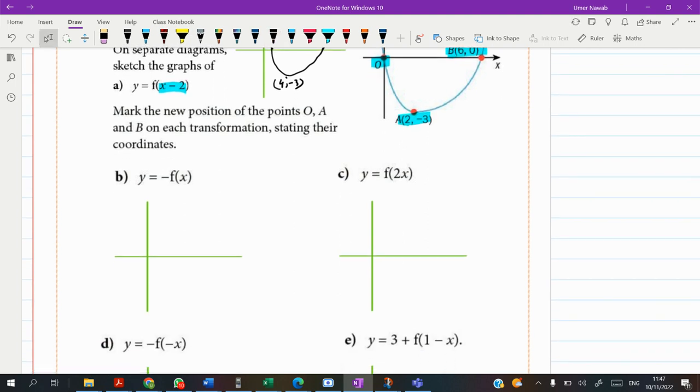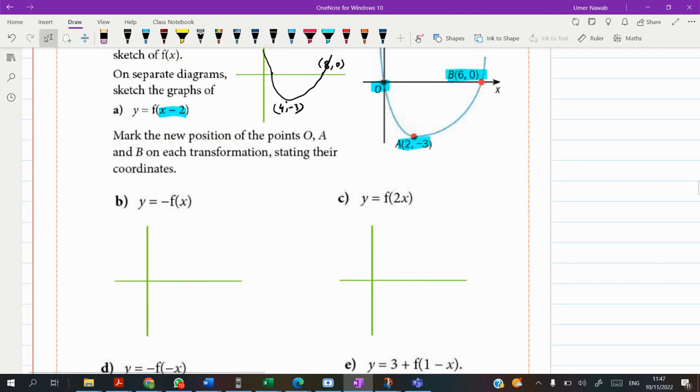What will happen? Minus f of x means I'm going to reflect my graph about the x-axis because I'm changing the sign of the output. So no change will happen to B. It will stay as it is, minus 6, 0. But 2, minus 3 becomes 2, 3. So this is 2, 3. So your A, 0, 0 will stay here. So the graph is like this.